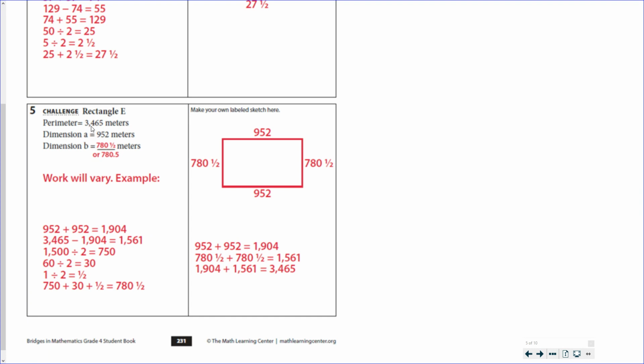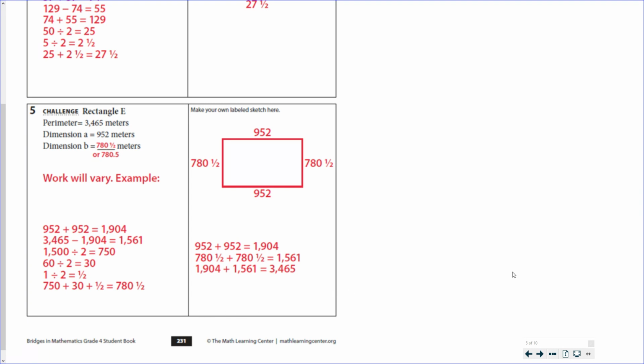You take our total, our perimeter, subtract the 1,904 from the 3,465, and you end up with 1,561. Again, they broke apart the numbers. Instead of trying to just divide the 1,561, instead they made a number that's a little bit easier. They took 1,500, divided it by 2 to get 750. Then they took the 60 out of that 61, divided it by 2 to get 30, and then finally took the 1 divided by 2 to get the half. If you add up the 750, 30, and half, you get a total of 780 and a half.